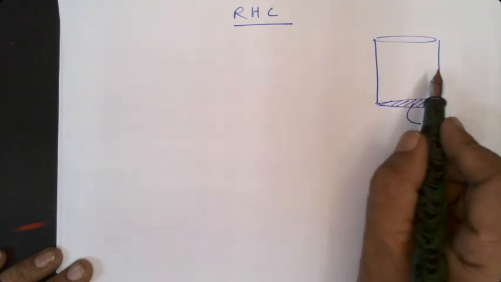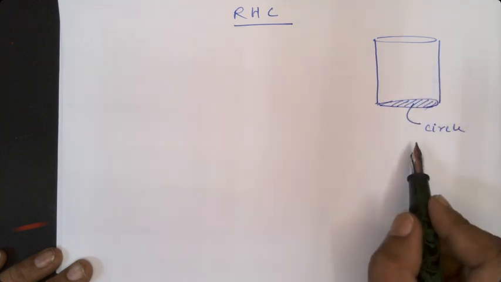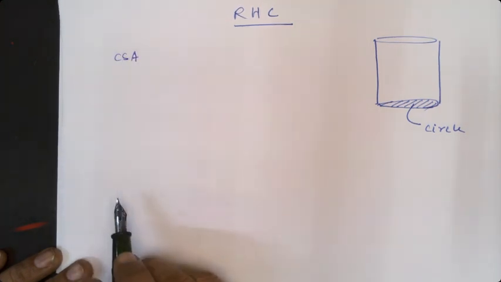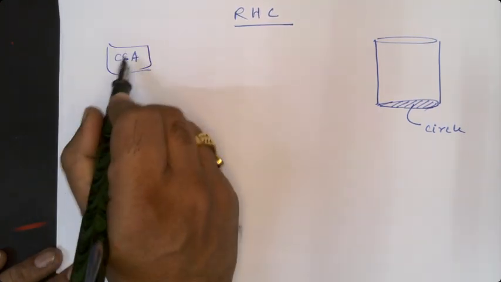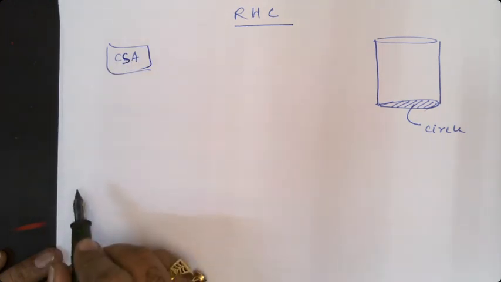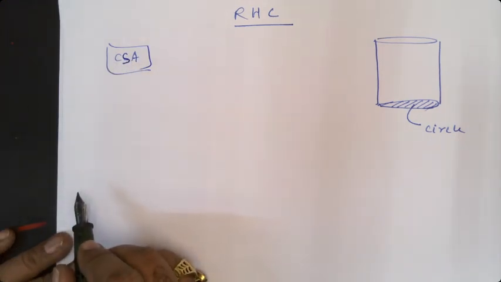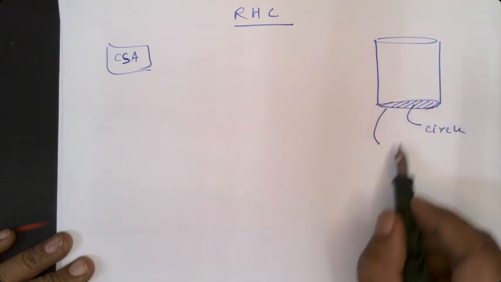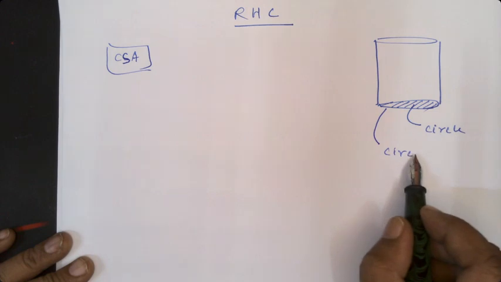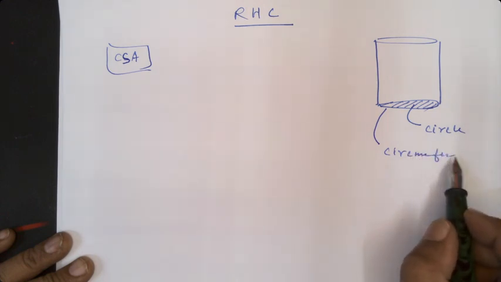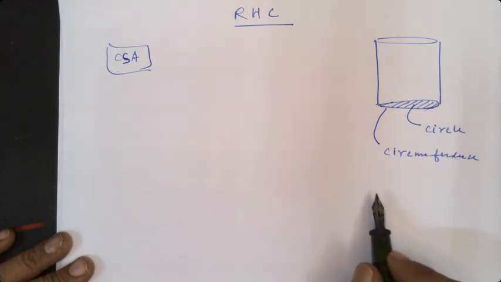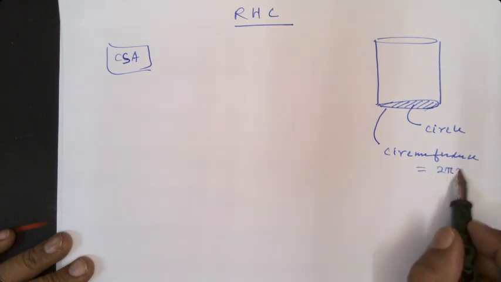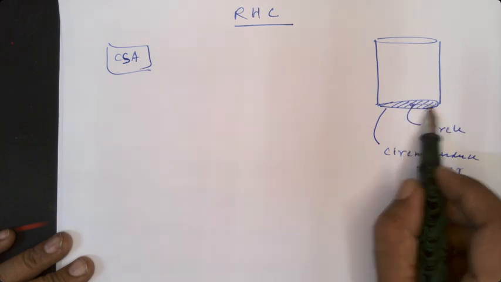If you want to have the curved surface area of a cylinder, we call it CSA, curved surface area of a cylinder, you have to consider the circumference of the circle. What is the circumference of the circle? 2 pi r, where r is the radius.